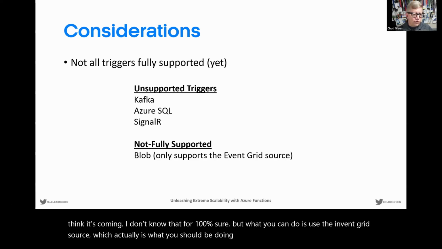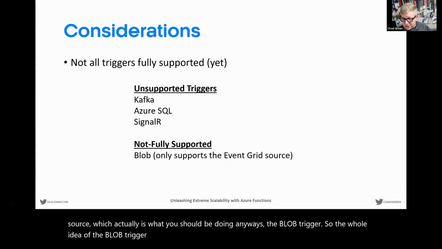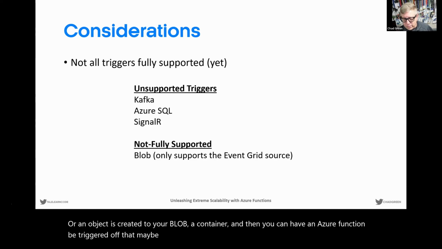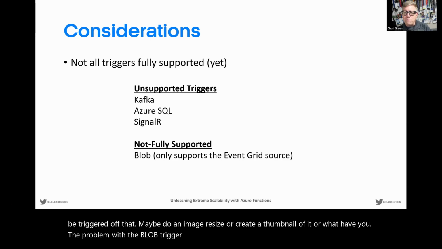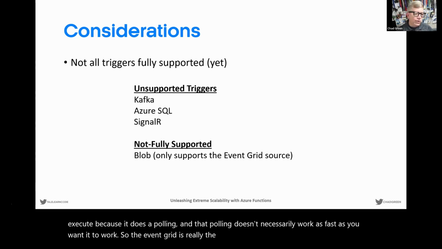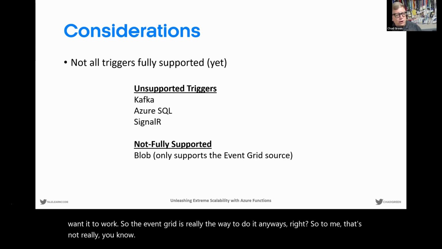The whole idea of the blob trigger is that a blob gets added, or an object gets created in your blob container, and then you can have an Azure function be triggered off that, maybe to do an image resize, right? Create a thumbnail of it or what have you. The problem with the blob trigger itself is that it could take up to 10 minutes to execute because it does polling, right? And that polling doesn't necessarily work as fast as you want it to work. So Event Grid is really the way to do that anyways, right? So to me, that's not that big of a deal there.